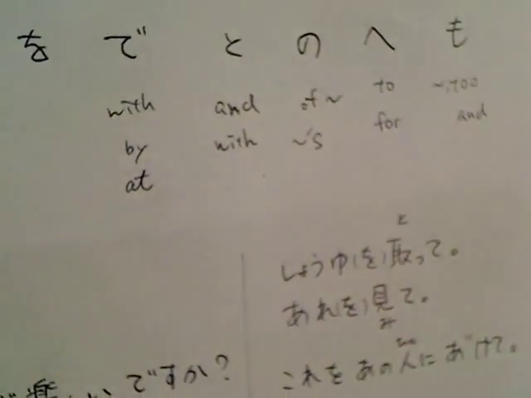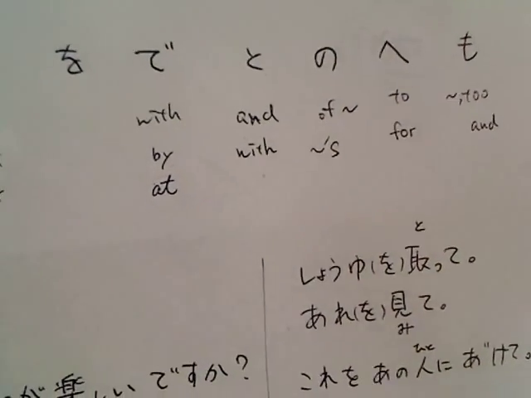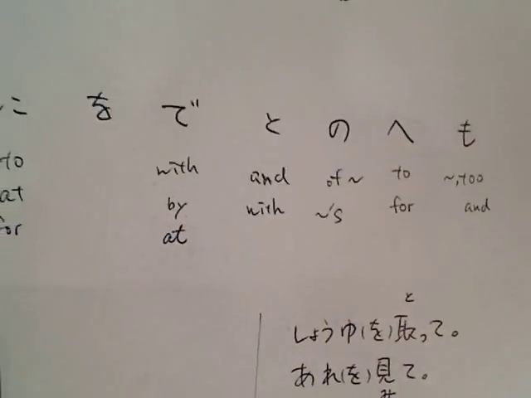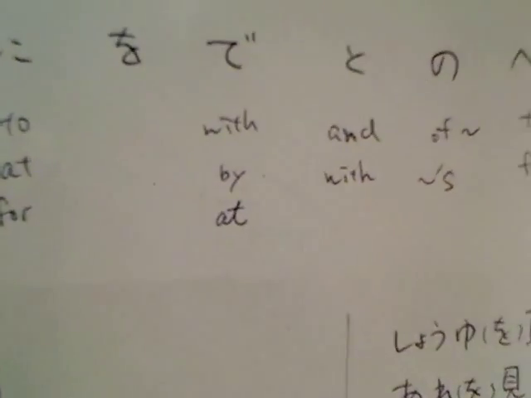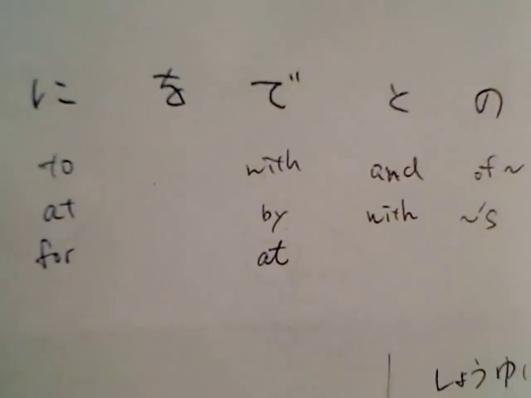Or you go to school with a bike. You go to school by bike. Maybe you can go to school with bike. Maybe talking to him, her. Yeah. Go to school by bike. 自転車で学校に行く。Also, the use of at, で as at.